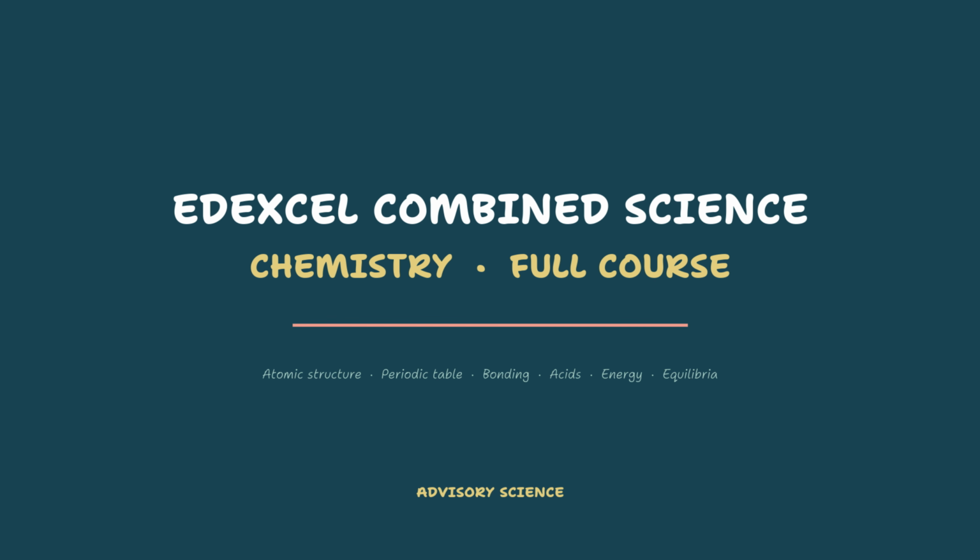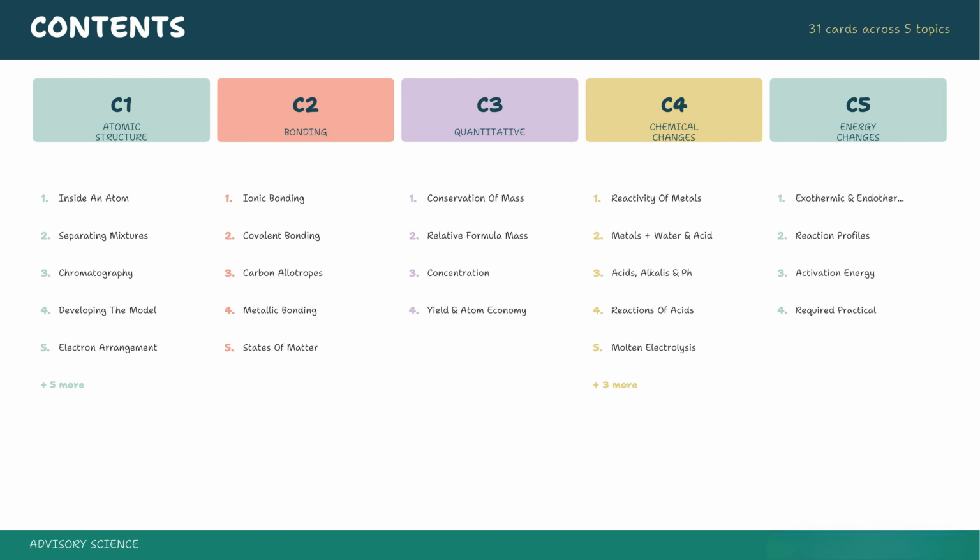Welcome to the Edexcel Combined Science Chemistry Paper 1 revision video. In this unit, we're going to look at atomic structure and the periodic table, bonding, quantitative chemistry, chemical changes, and energy changes.